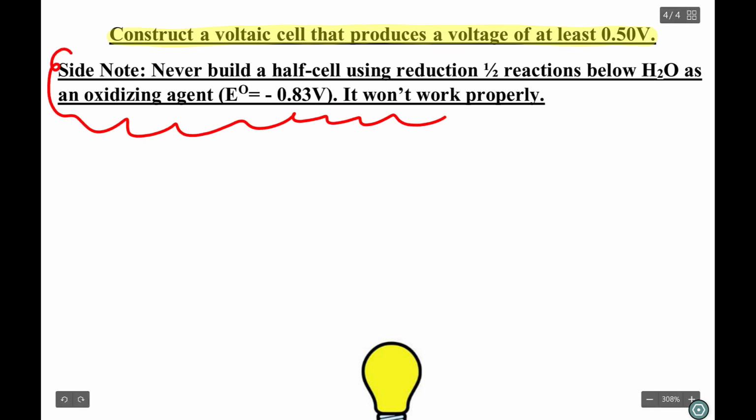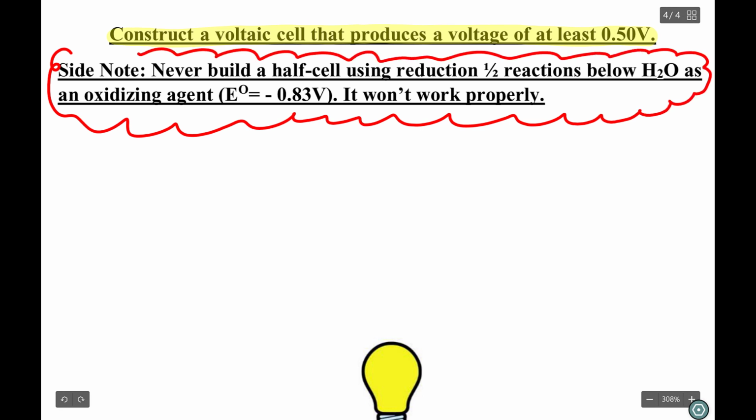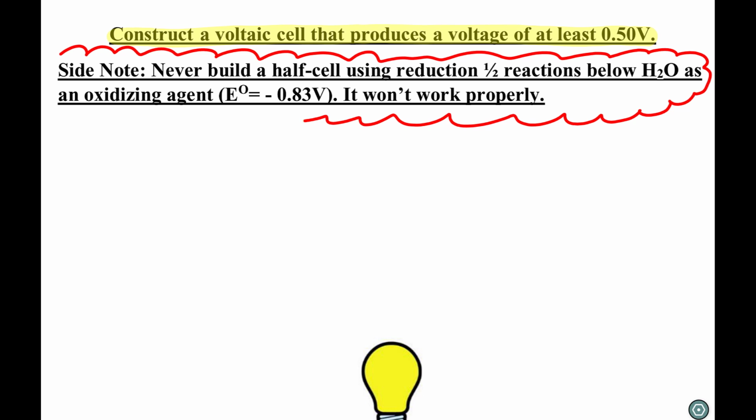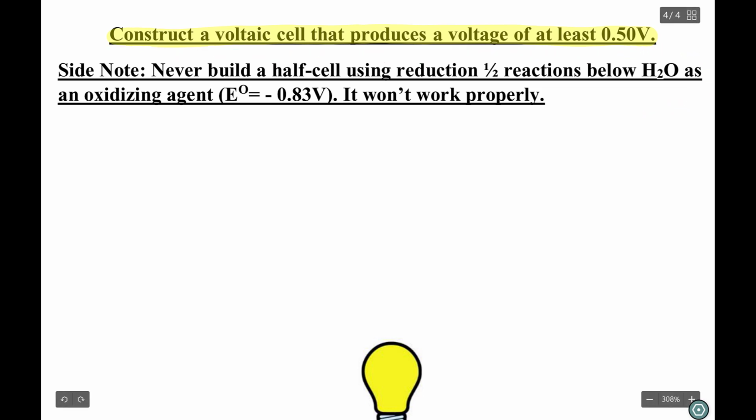It's actually quite important. You just can't be picking whatever you want to make a cell. My suggestion is to never use a half reaction that falls below negative 0.83 volts on the reduction half reaction table. The significance of that is that water is an oxidizing agent at that spot. So let's go to our reduction half reaction table and I'll explain why.